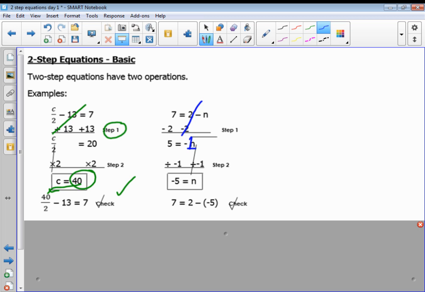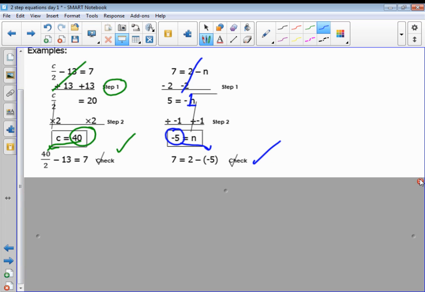But we're not done. Take that negative 5 and plug it back into your original equation to see if it works. 2 minus negative 5, well, minus a negative means it becomes a positive, and 2 plus 5 does give me 7. So it works. But make sure you double check everything.